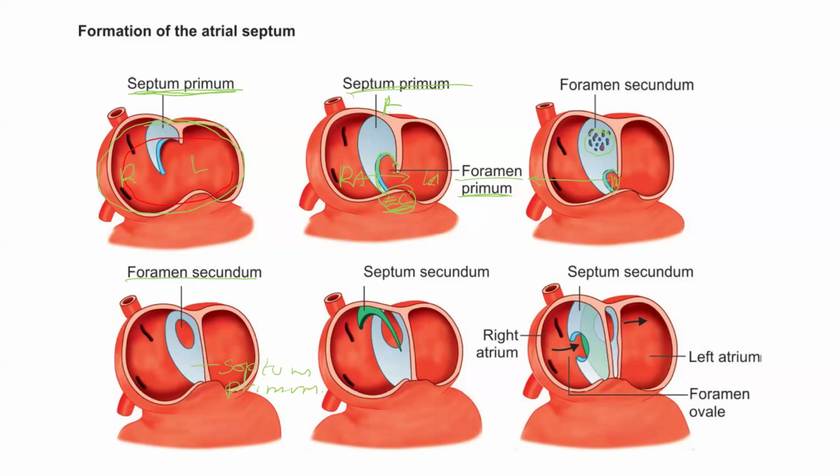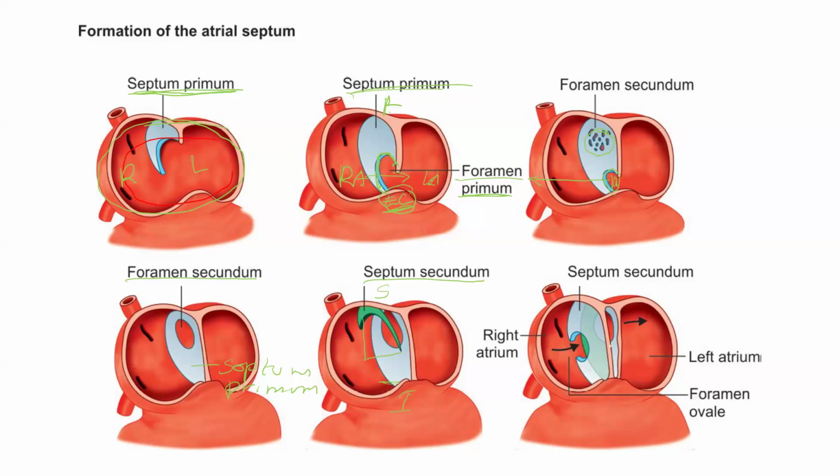Now, what happens next? Septum secundum grows just to the right side of the foramen secundum. Another septum starts to grow from the roof still downwards, but as it grows, it does not touch the floor. So it just grows halfway, half the supero-inferior length, the craniocaudal length of the atria. So it just reaches halfway.